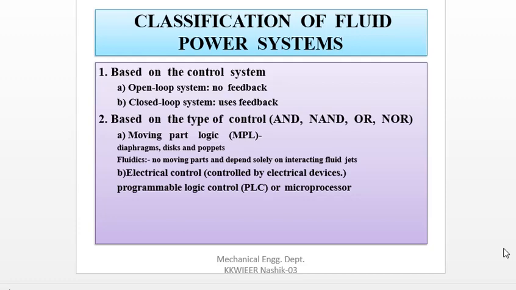Classification of fluid power systems. Based on the control system, first is the open loop system, where there is no feedback, and the closed loop system, which uses feedback. Then based on the type of control: NAND or NOR logic, then moving parts logic by means of diaphragms, discs and poppets. Then electrical controls, controlled by electrical devices, programmable logic control based on PLC or microprocessor. These are the classifications of fluid power systems.